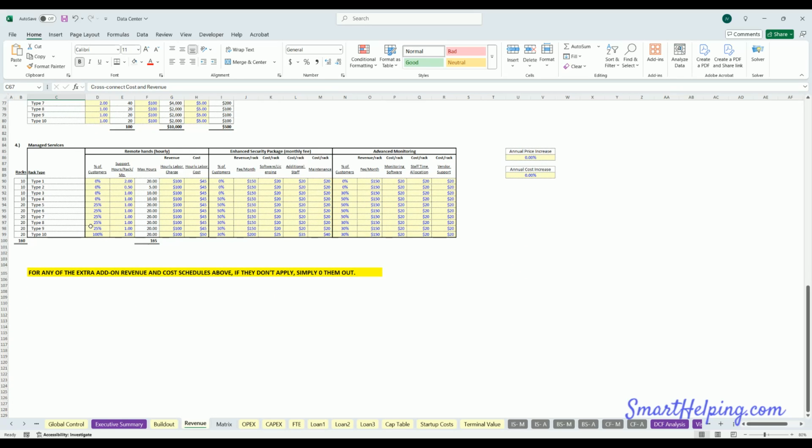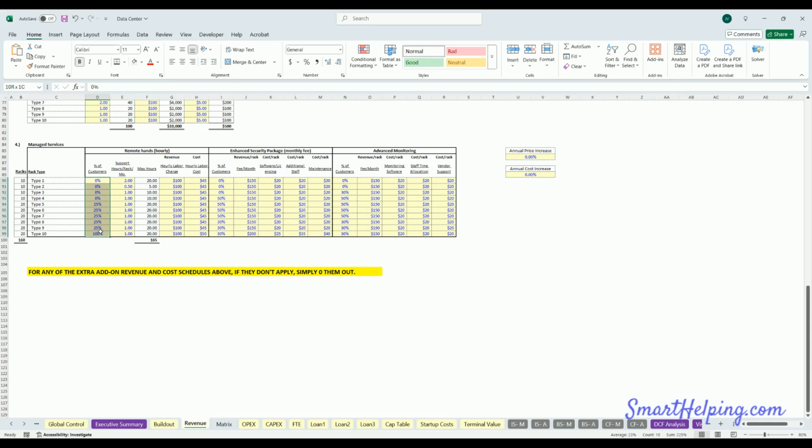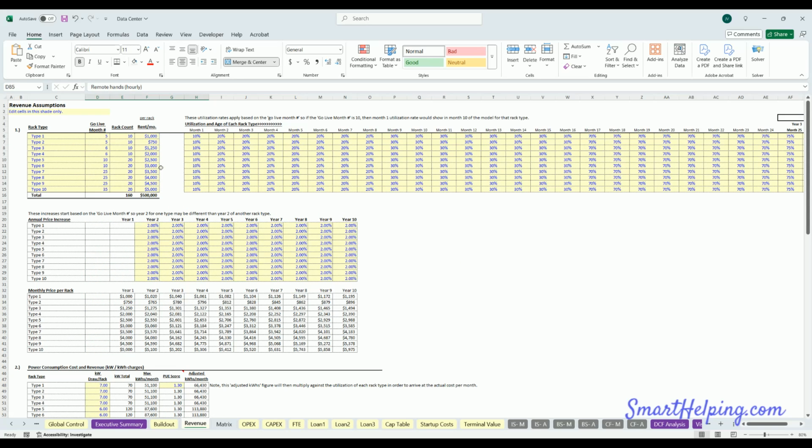And finally, managed services. So here we have the count of customers that are utilizing each service type. There's 3 here: remote hands, which is hourly labor, enhanced security package, and advanced monitoring. Now for remote hands, you have a utilization up here of how many racks are actually being used over time.